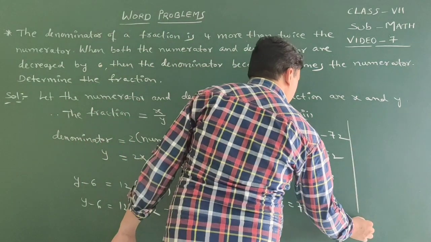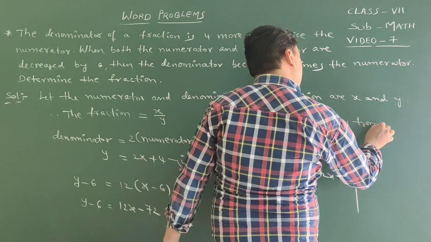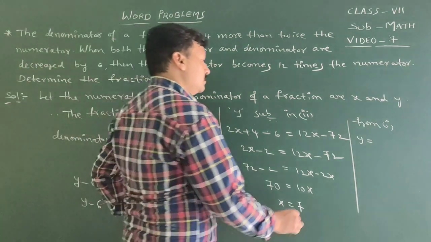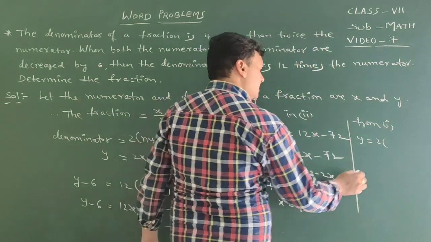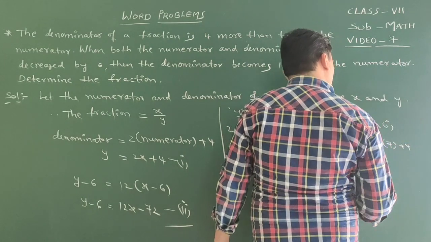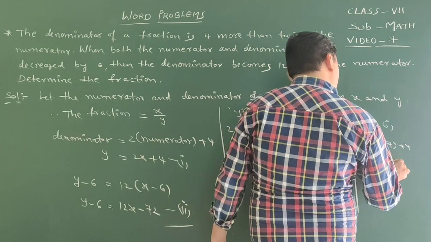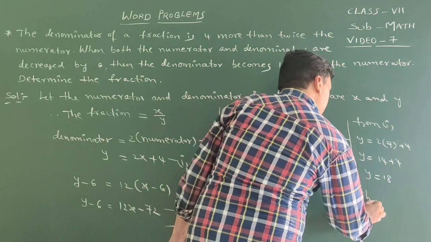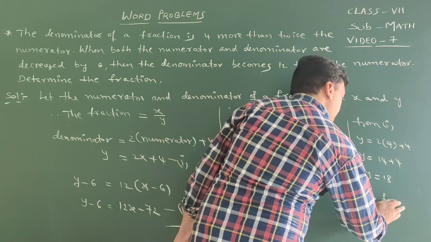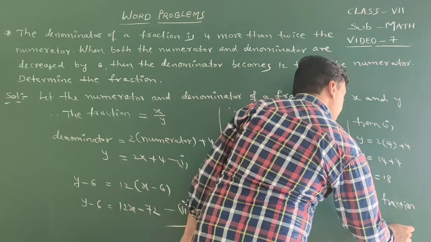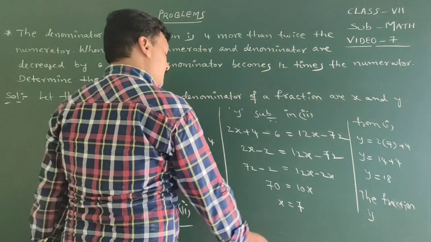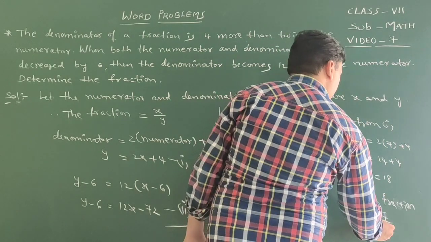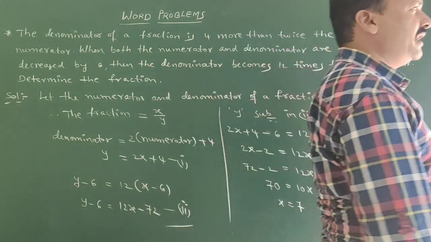x equals 7. From the first equation, y equals 2x plus 4, that means 2 into 7 plus 4. So y equals 14 plus 4, 18. The fraction is 7 by 18. The required fraction is 7 by 18.